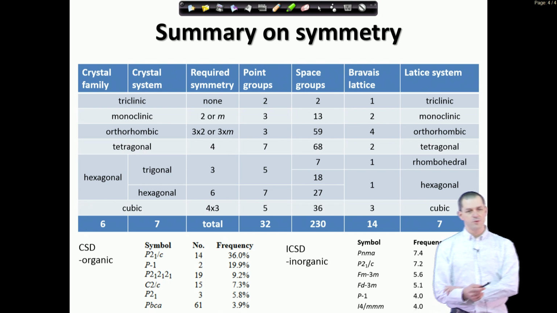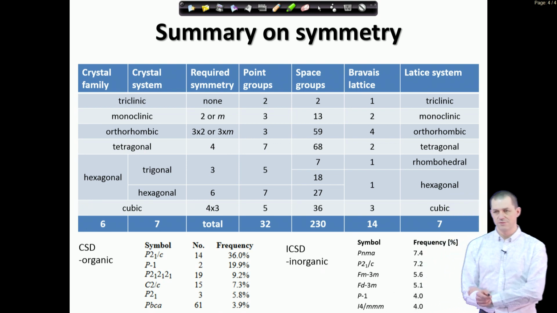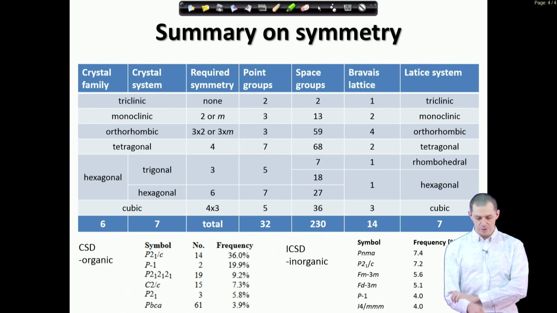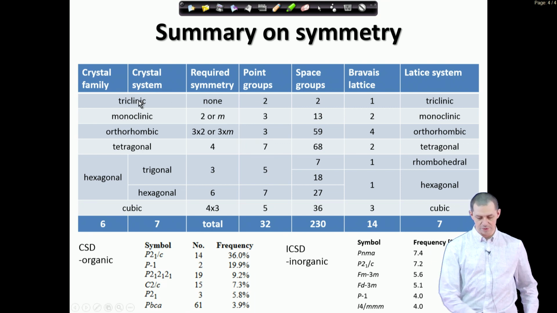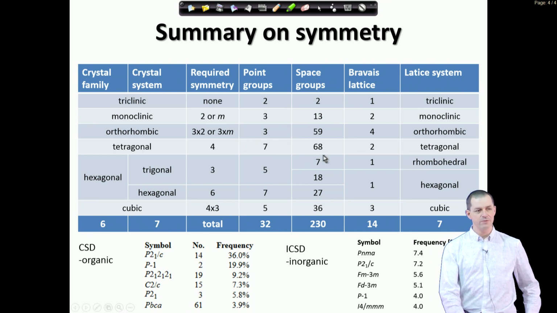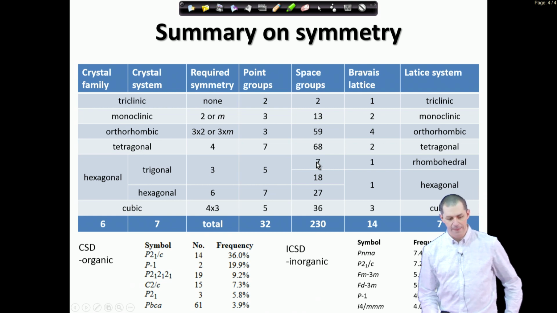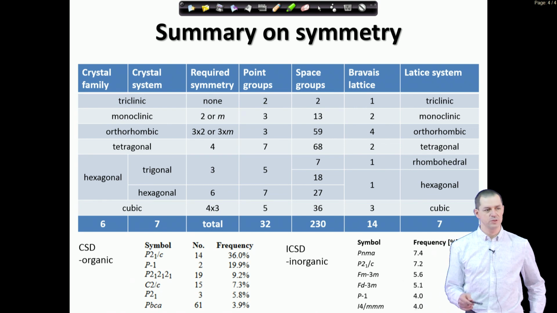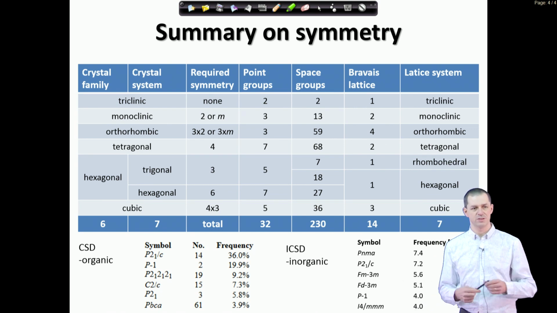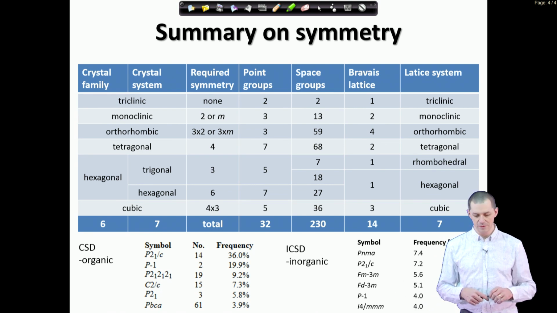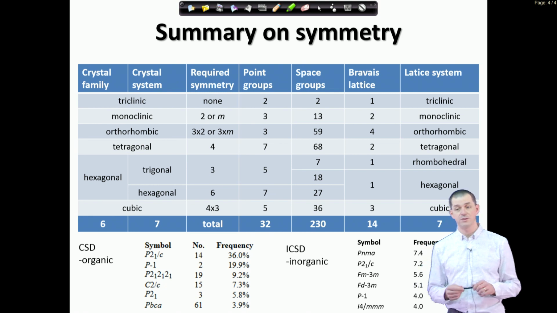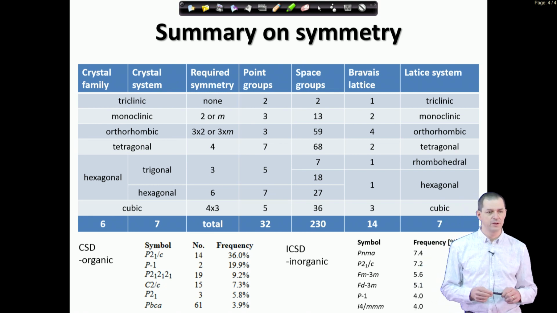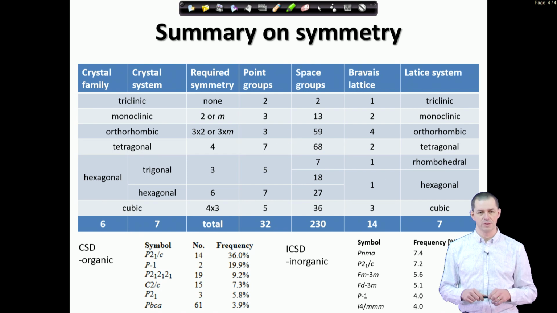Interestingly, the number of space groups in different crystal systems is very unevenly distributed. There are only 2 space groups in triclinic, but there are 68 different space groups for tetragonal. And even more interestingly, the distribution of space groups in actual crystal structures is also very uneven, and it differs a lot depending on the materials that you study.